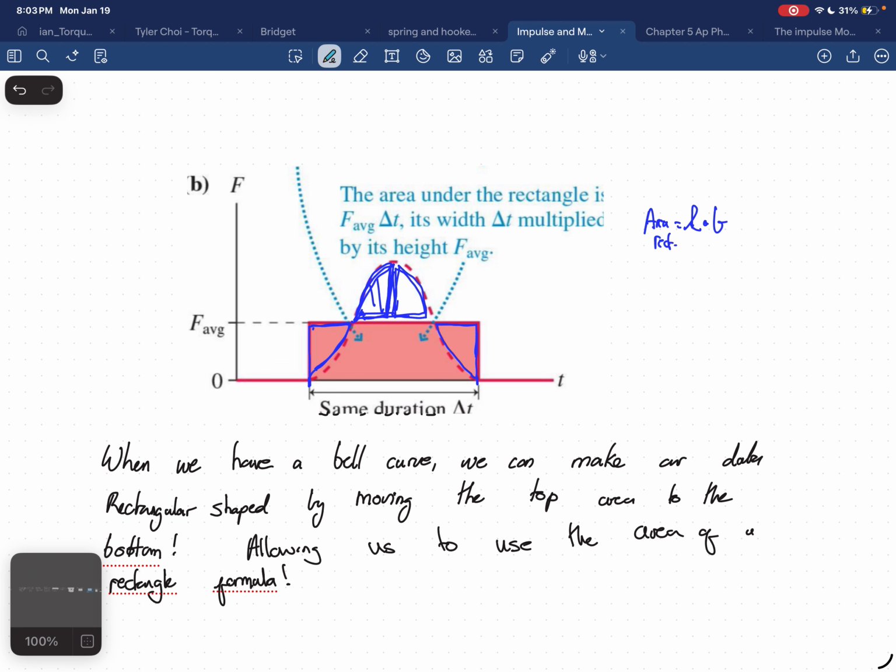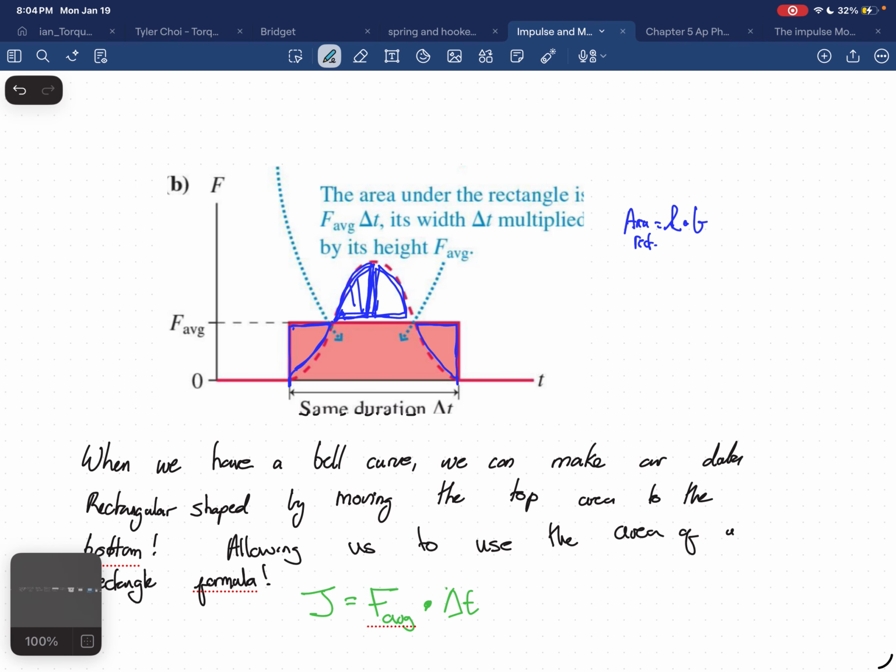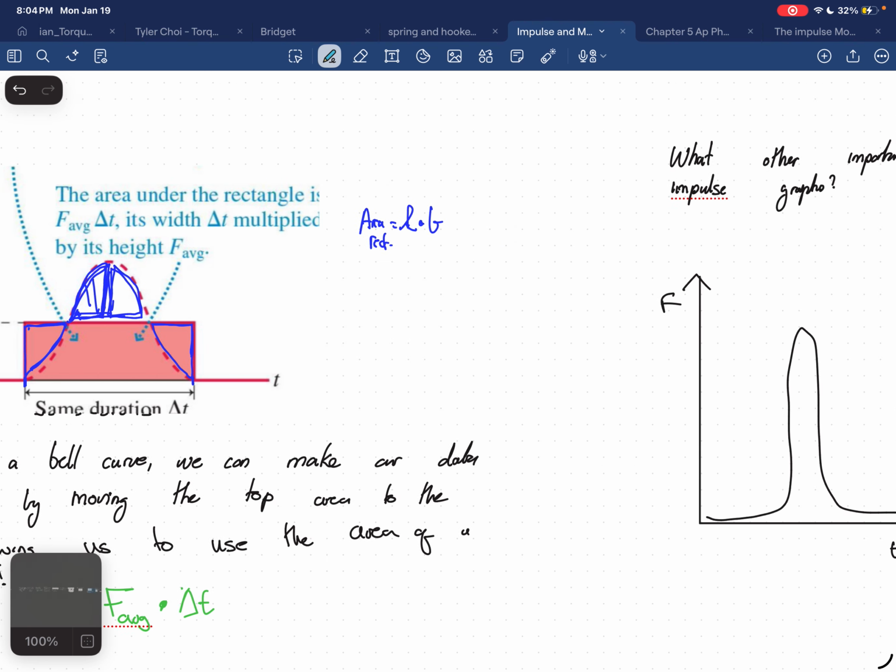So in this situation, we have force on the y-axis and time on the x-axis, the horizontal axis if you like. So we can say that J is equal to the average force times the change in time, delta t. And there's our impulse. That's our impulse formula, force times delta t.